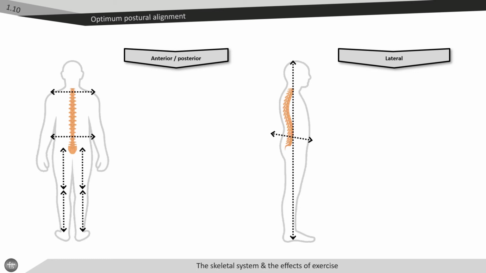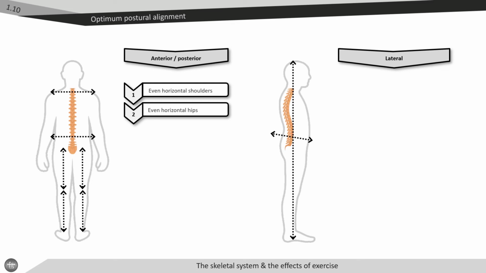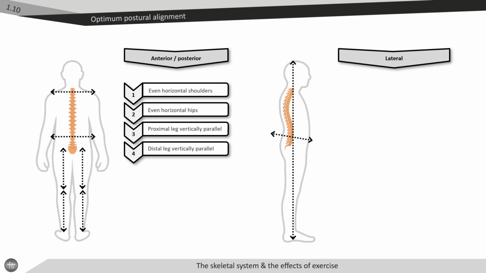When assessing from the anterior-posterior viewpoint, you are looking for lateral deviations by identifying the following landmarks: even horizontal shoulders, even horizontal hips, proximal leg vertically parallel, and distal leg vertically parallel.